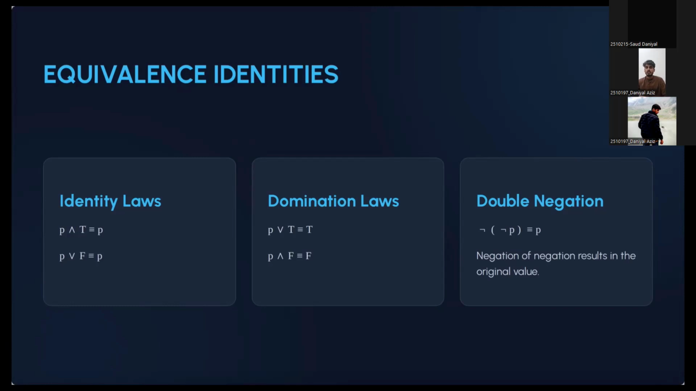Now we have a conclusion of this topic. To conclude, logical equivalence helps us determine when two statements have the same logical meaning and produce identical truth values. On the other hand, equivalence identities provide important rules for simplifying logical expressions. These concepts play a significant role in discrete mathematics, computer programming, digital logic design, and circuit optimization.